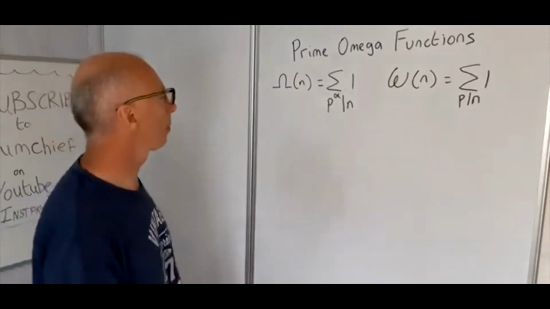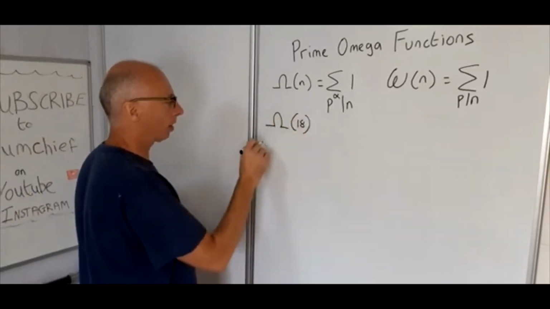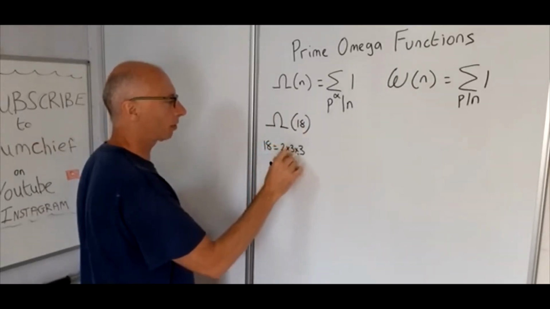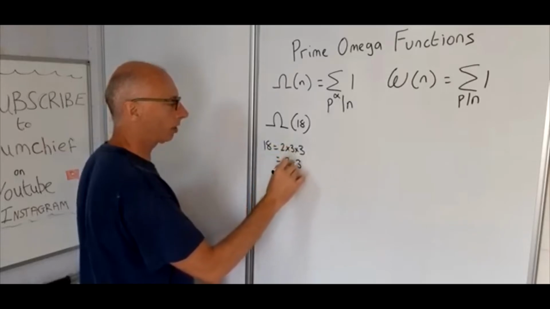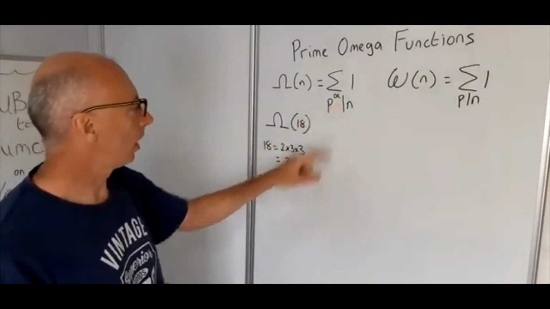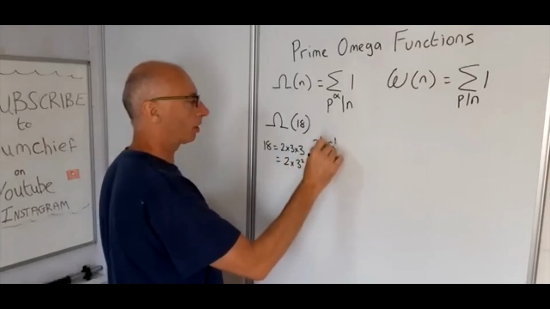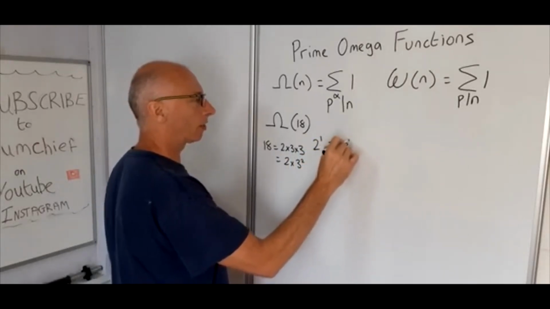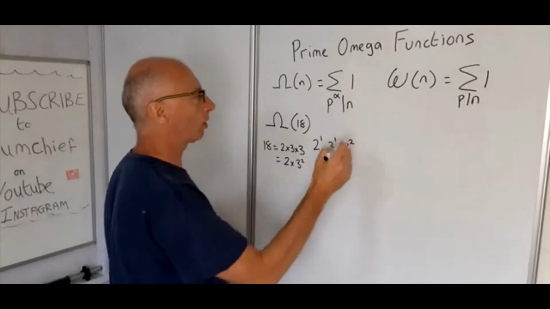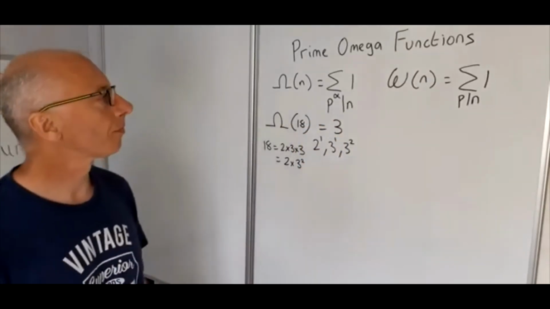So for example, omega of 18. We know that 18 is made up of 2 times 3 times 3, so that's 2 times 3 squared. So we've got p to the alpha, so we could have 2 to the 1, 3 to the 1 and 3 squared. So that's going to give us 3. So if we sum all those up, omega of 18 equals 3.